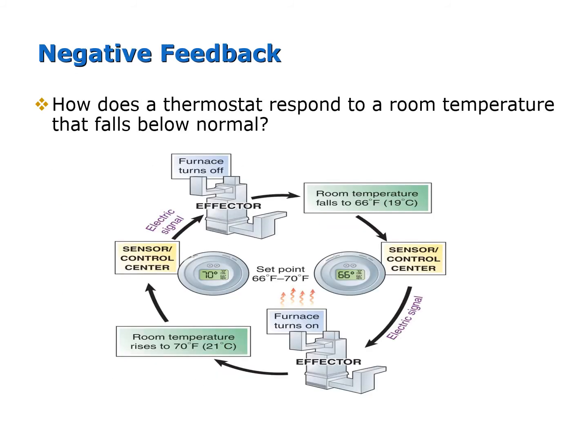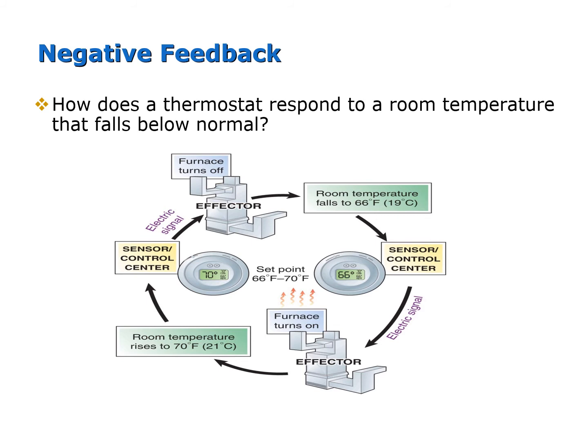I will give you now another example in order for you to understand the negative feedback. We will look at the thermostat. Most of us have a thermostat at home that we use to keep the temperature at a certain constant level and in balance. And we usually have what is called a set point that, in our example here, is between 66 and 70 Fahrenheit.